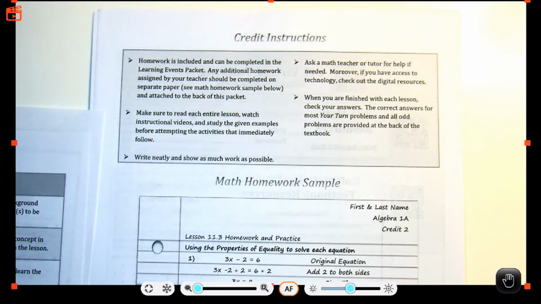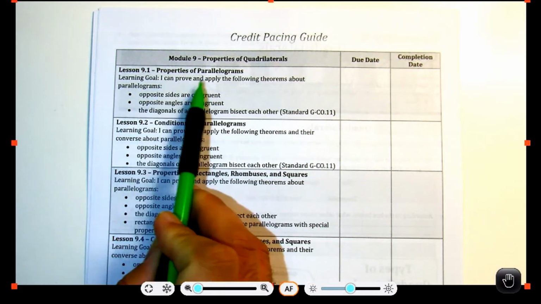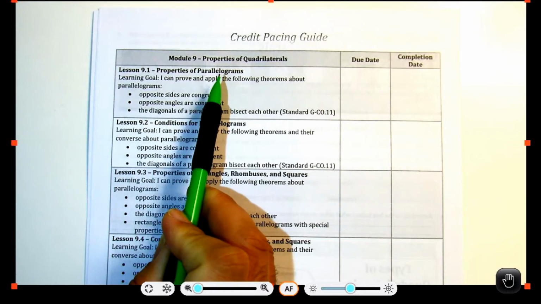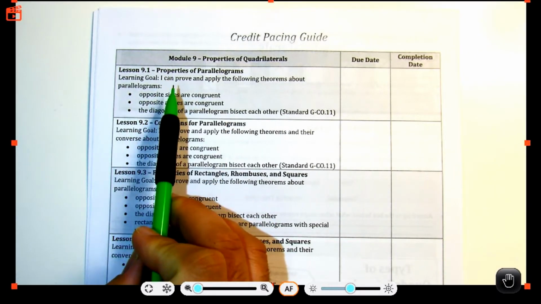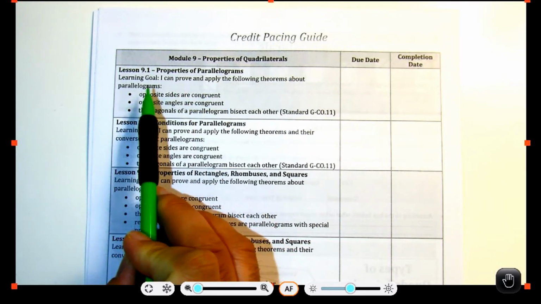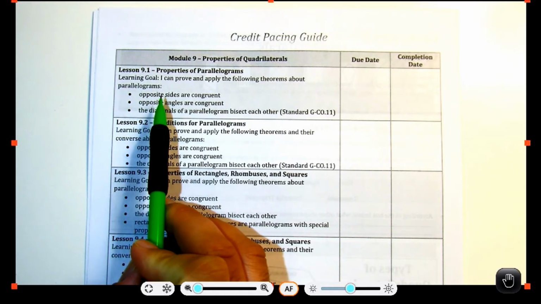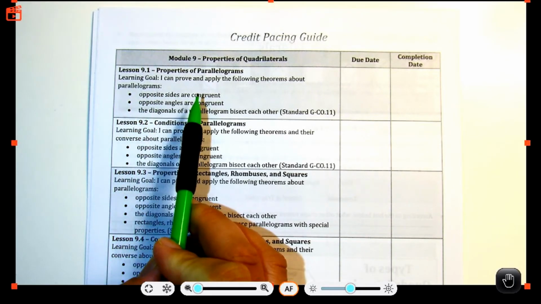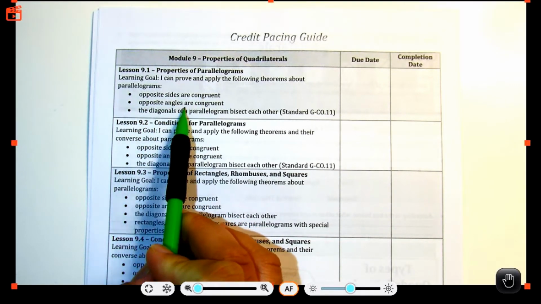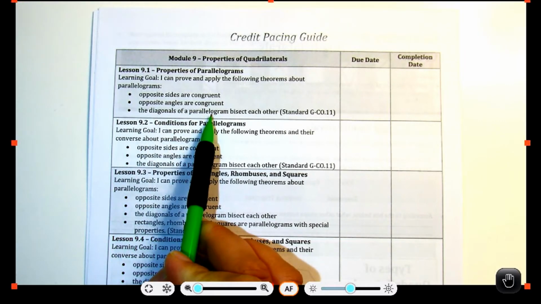So let me go to the lessons for this credit. We're going to focus on lesson 9.1, properties of parallelograms. And the learning goal is to prove and apply the following theorems about parallelograms, which are: opposite sides are congruent, opposite angles are congruent, and the diagonals of a parallelogram bisect each other.